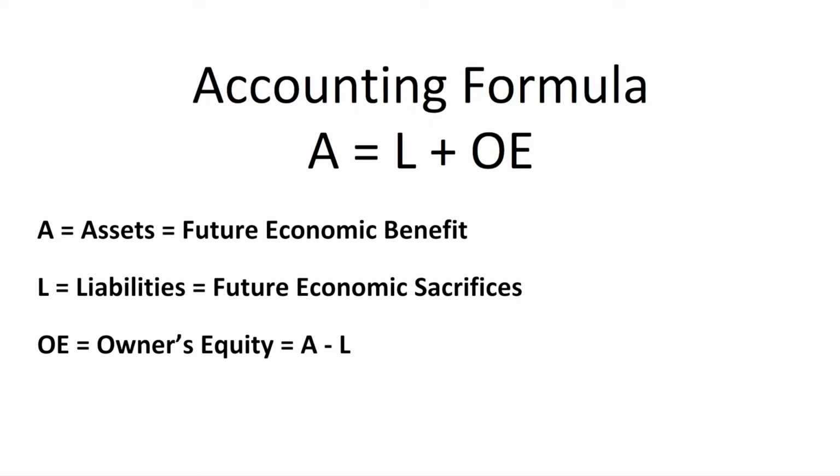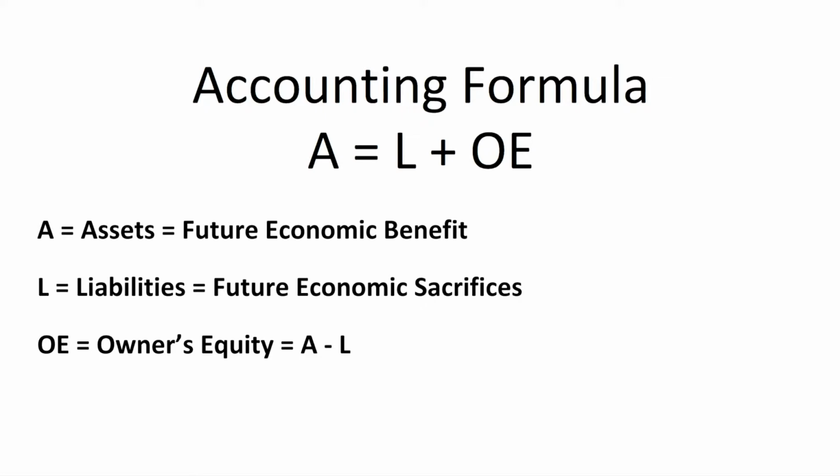And this formula is supposed to show us what resources a business has, which would be its assets, and then who provided those resources, whether they be creditors, which would be liabilities, or whether they be owners, which would be in the form of some kind of an equity position.